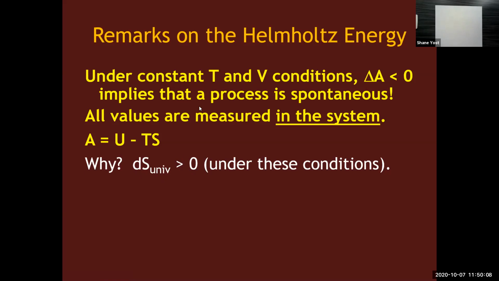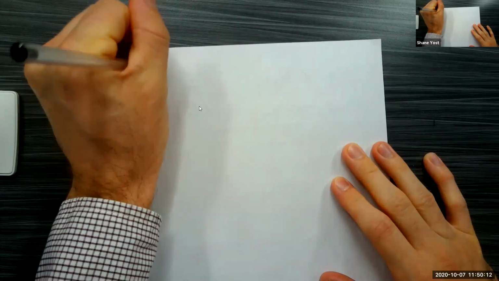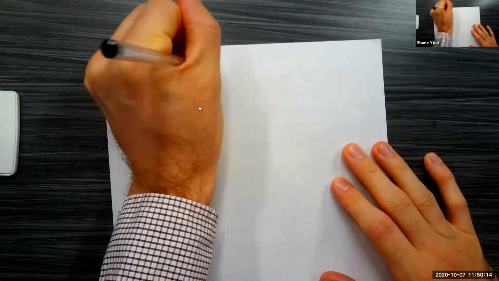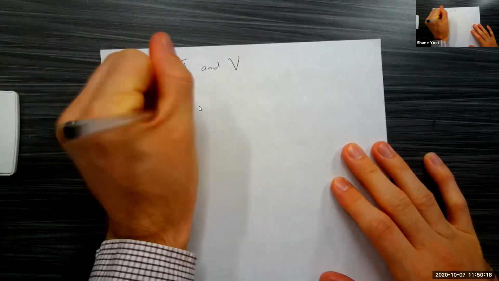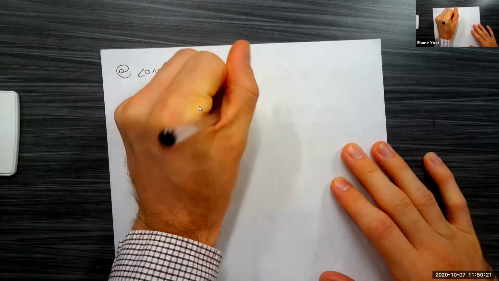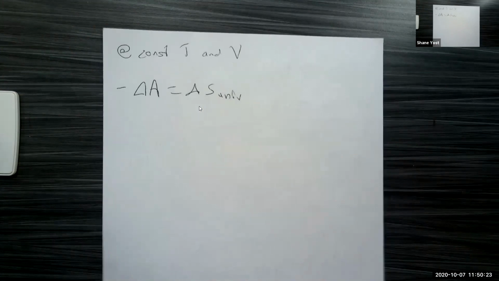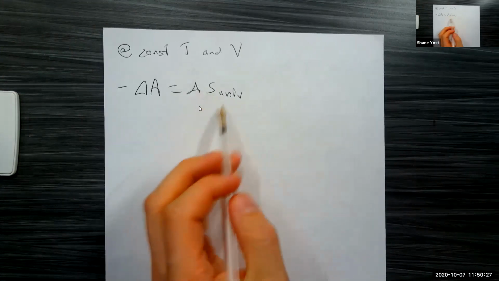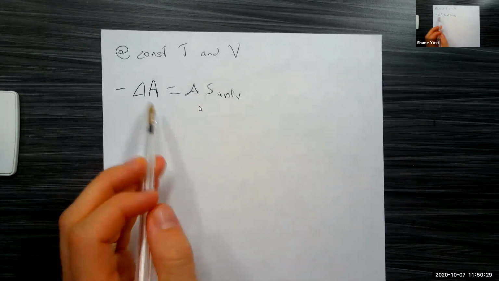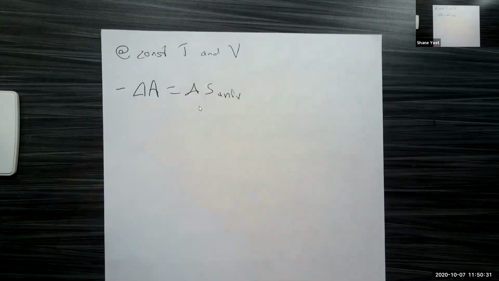Let's see here. I'll just write it out. At constant temperature and volume, delta A is minus T delta S universe. And so a positive entropy change in the universe is a negative Helmholtz free energy change in your system.